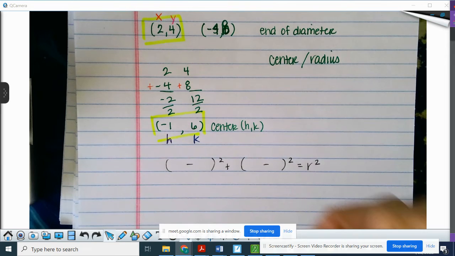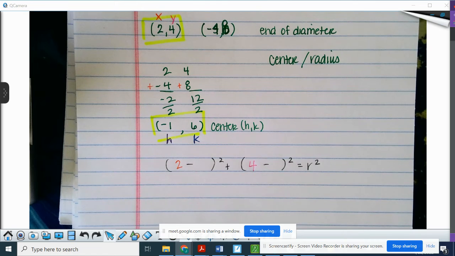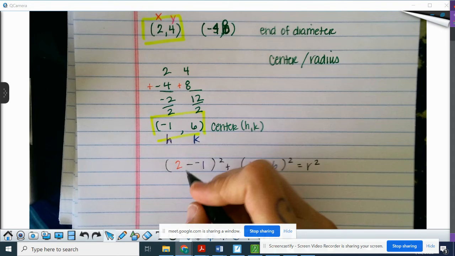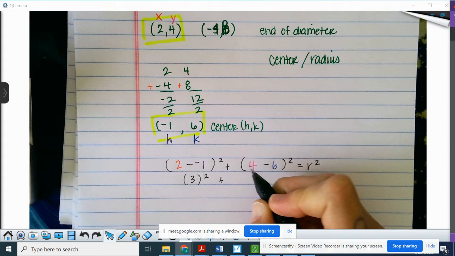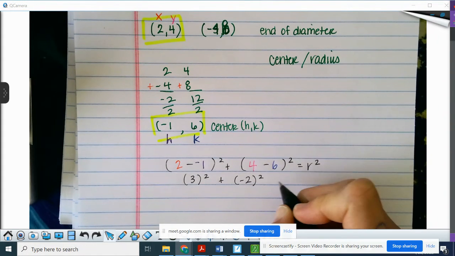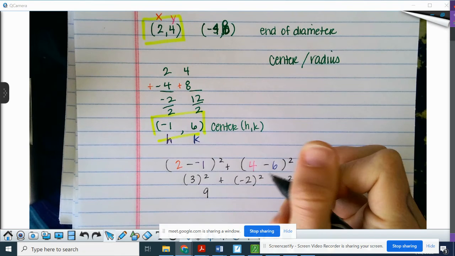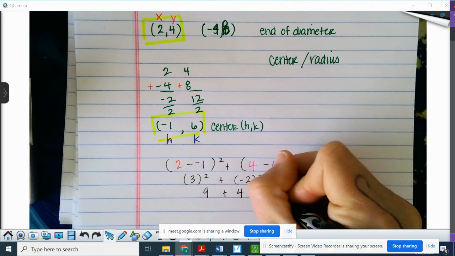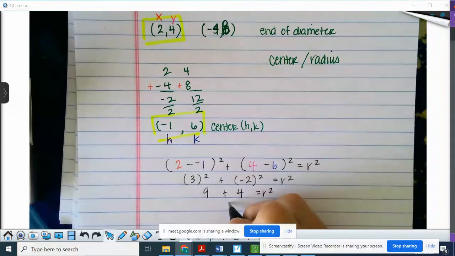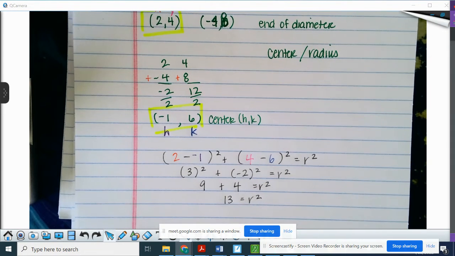So our x is 2, our y is 4, h is -1, which that negative is going to make a positive, then minus 6. So 2 plus 1 is going to give me 3 squared. 4 minus 6 is going to give me -2 squared equals radius squared. So 3 times 3 is 9. -2 squared is going to be 4. So 9 plus 4 is going to be 13, which is our radius squared, which is fine for our equation.